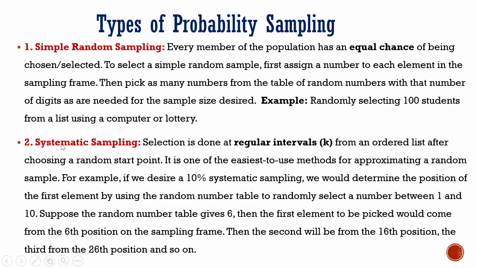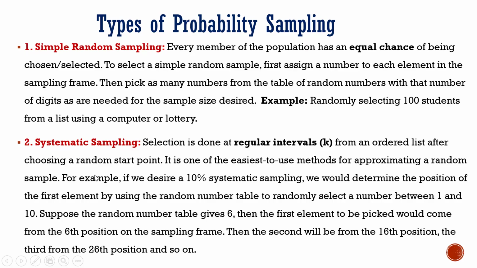Then we have the second type of probability sampling, which is systematic sampling. Here, selection is done at regular intervals. It's like a senior brother to random sampling, but here it involves a system, where selection is done at regular intervals from an ordered list after choosing a random start point.